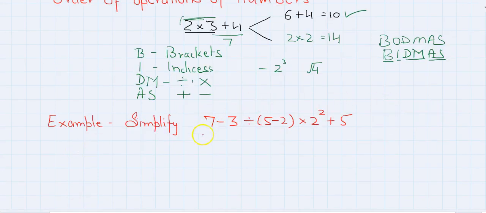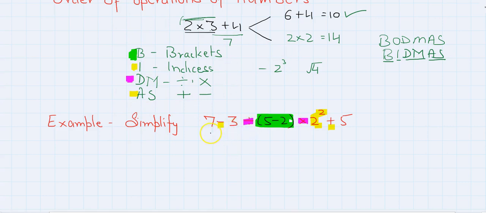Let's simplify this expression: 7 minus 3 divided by bracket 5 minus 2 bracket close, multiply 2 to the power 2, plus 5. In this expression we can see that this is a bracket, then this one is indices. After this we are having this division and multiplication, and after that we are again having add or subtract. So let's follow BIDMAS.